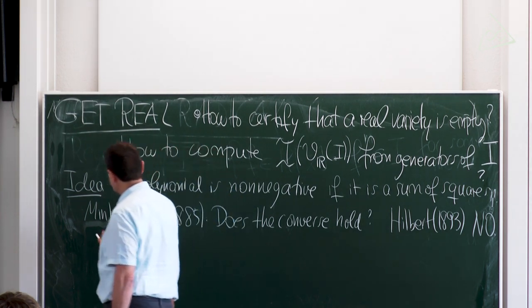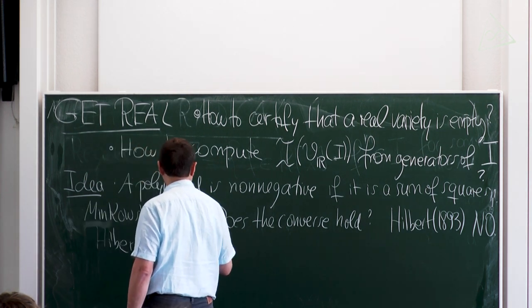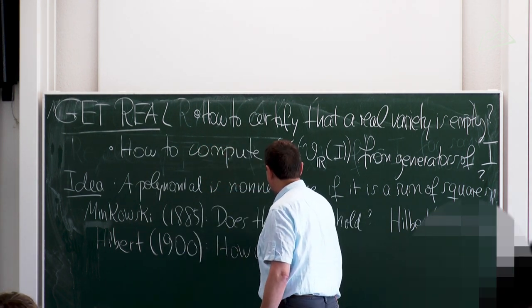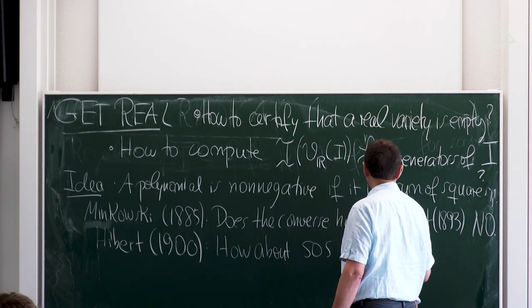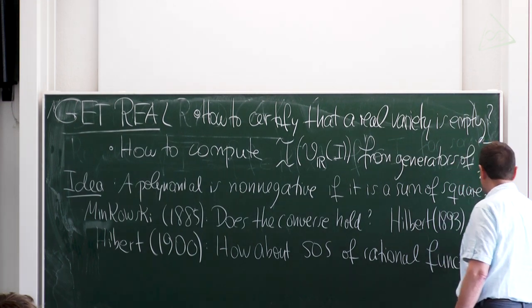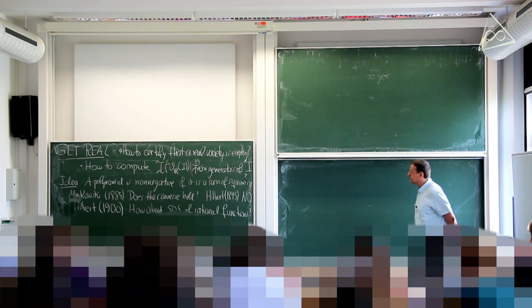Now, in his famous list of open problems in 1900 at the Mathematical Congress in Paris, he asked, how about sums of squares of rational functions? So the answer is no for the question of whether your polynomial is a sum of squares of polynomials, but at that time he did not know whether it might be, in the non-negative case, a sum of squares of rational functions. To understand the difference, let's look at the following example.